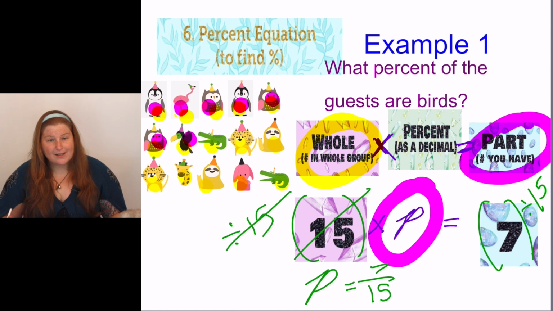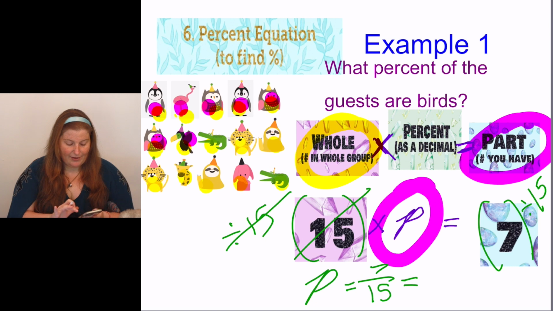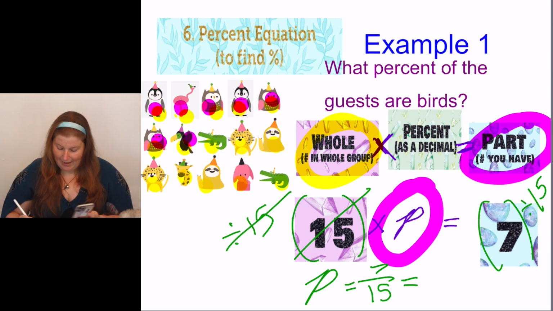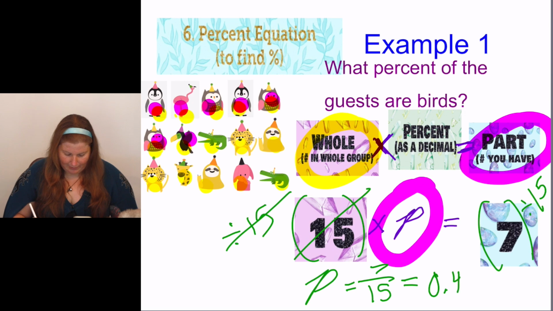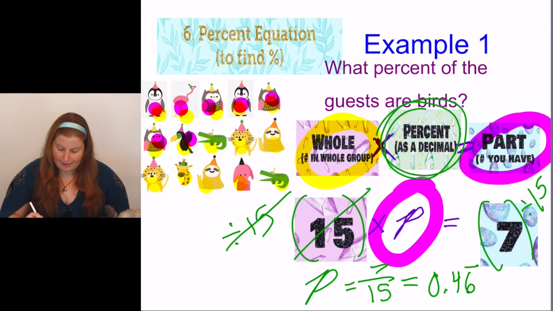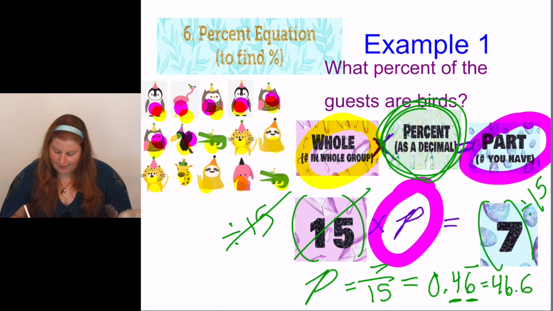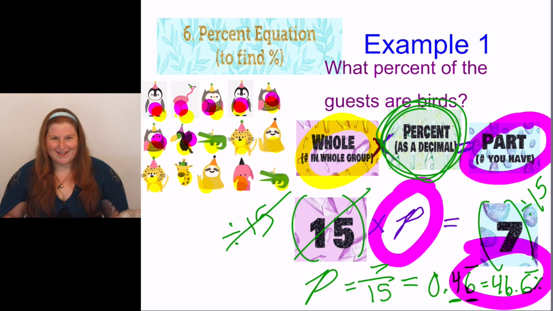In order to find the percent, I'm going to take my calculating machine, and I'm going to type in 7 divided by 15, and I get 0.46 repeating. Now that's the percent as a decimal. So we know that percents are parts out of 100, and we know that this is a tenth and this is a hundredth right here. So we know that this is 46 parts out of 100, which means this would be 46.6 repeating percent, and that would be our answer.